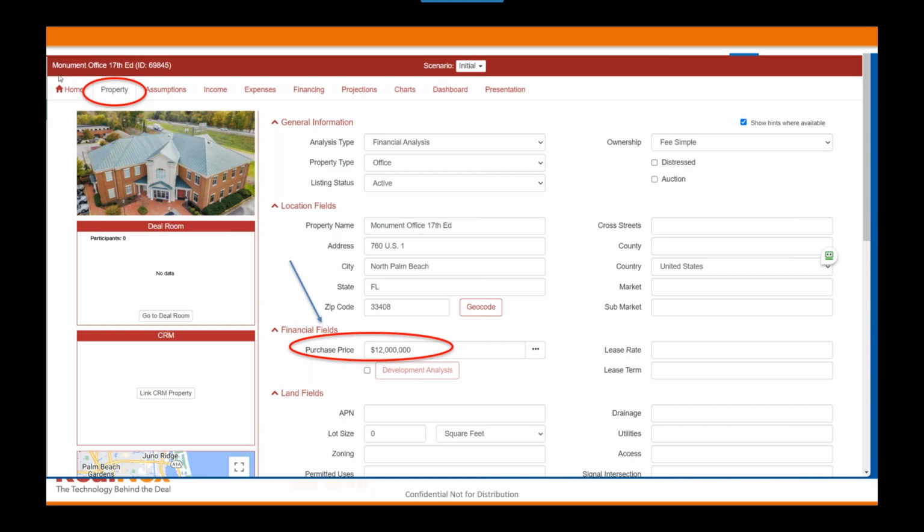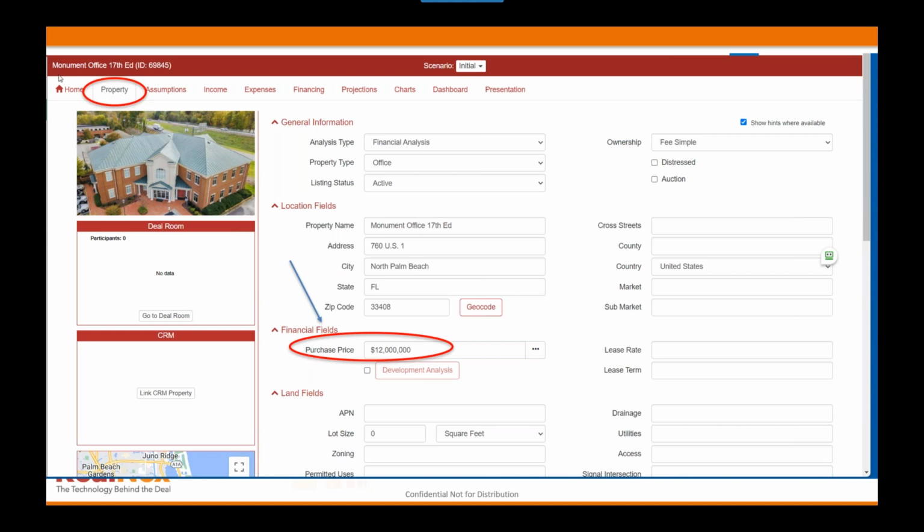So clearly we need a purchase price if we're doing an investment analysis. If we were solving for the value of the property, we wouldn't necessarily need a purchase price because, as I said, we're trying to solve for the purchase price. We call it a value, but we're really just solving for what purchase price makes sense. But in this case, we're going to put in a purchase price of $12 million.